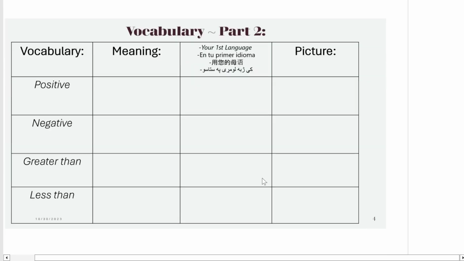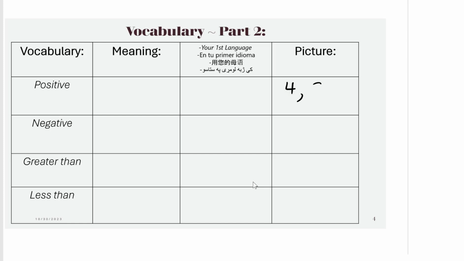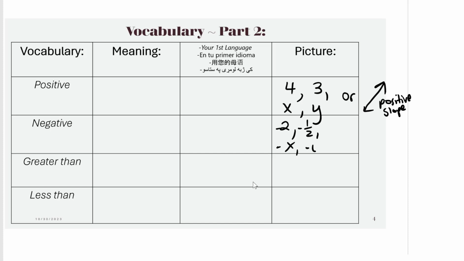All right, vocabulary part 2. Positive just means that it's a positive number. So for example, we're going to write examples. 4, 3, x, y, those are positive. Or you can have a positive slope. Negative, you could do -2, -1/2, -x, -y, or we have negative slope.